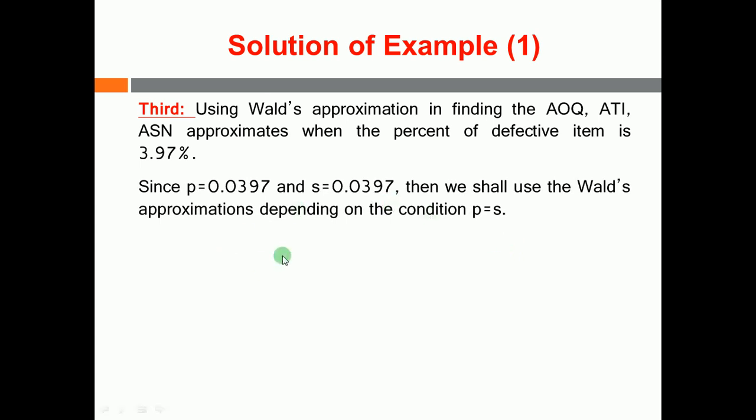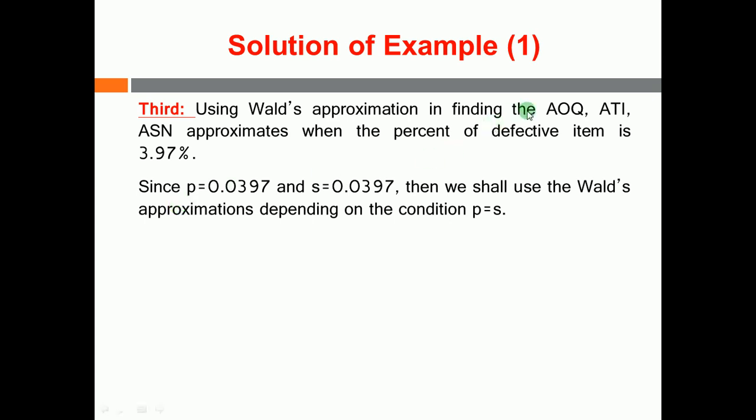Here, according to our calculations, S was found to be 0.0397, and according to the given, the percent of defective items is 3.97%, so dividing by 100 we get 0.0397. So this means that P is equal to S. Accordingly, all the approximations should be the formulas corresponding to the condition that P is equal to S.